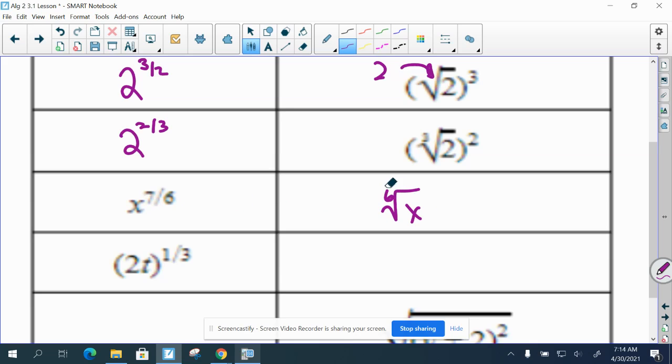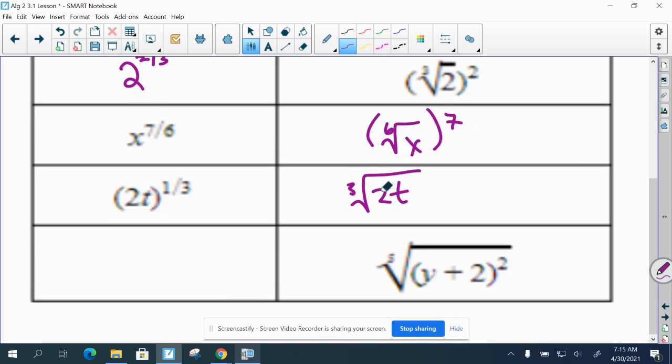Okay, this one would be the 6th root of x and then to the 7th power. And then this one would be the cube root of 2t. This last one, we would keep y plus 2 in parentheses and then to the 2/5.